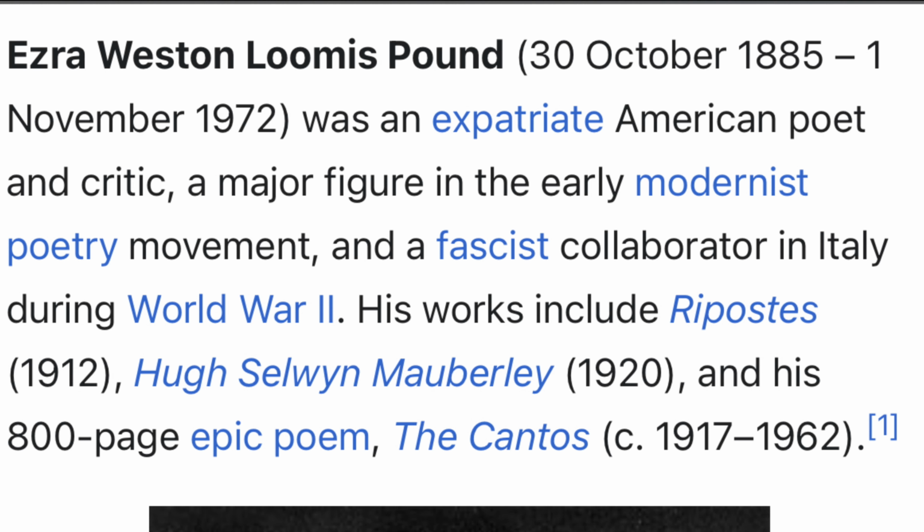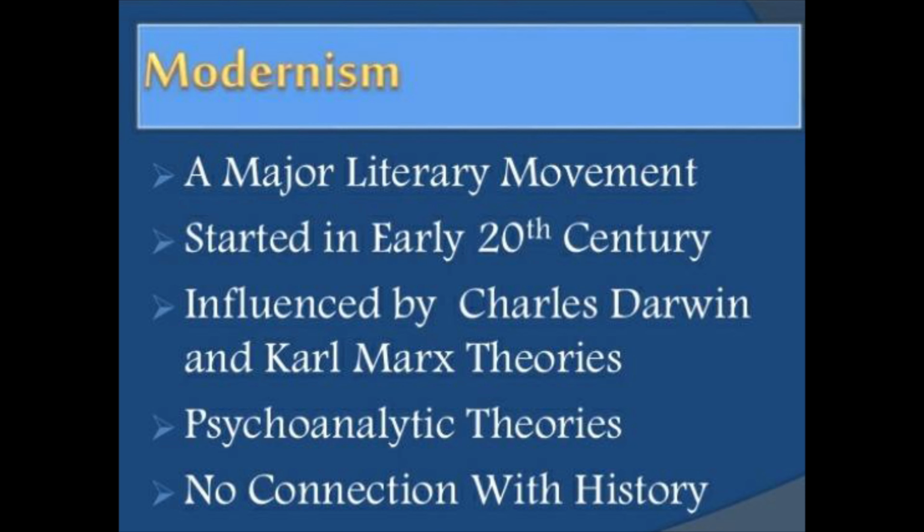Now talking about Ezra Pound, she was born in 1885 and passed away in 1972, and her influence was on T.S. Eliot, James Joyce, Robert Frost, and Ernest Hemingway. And now coming to the next important point, the modernist movement comprised major literary movements which started in the early 20th century, influenced by Charles Darwin and Karl Marx's theories.